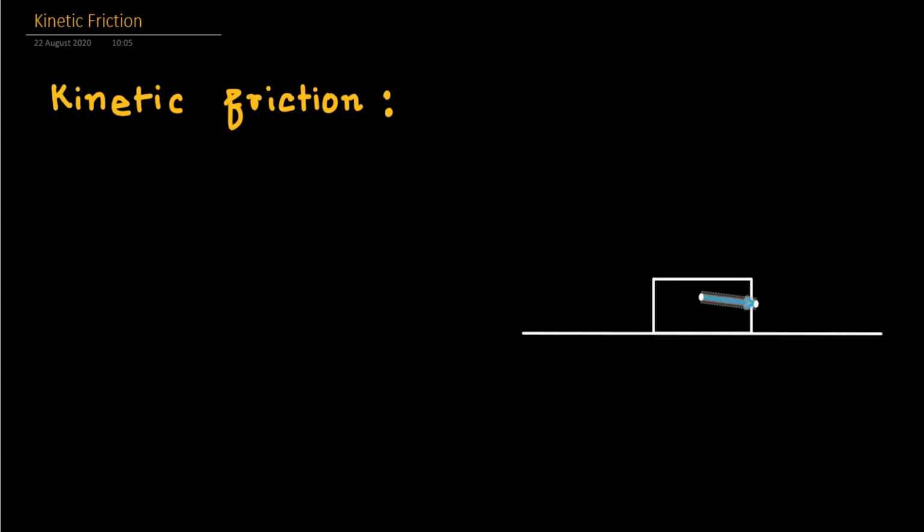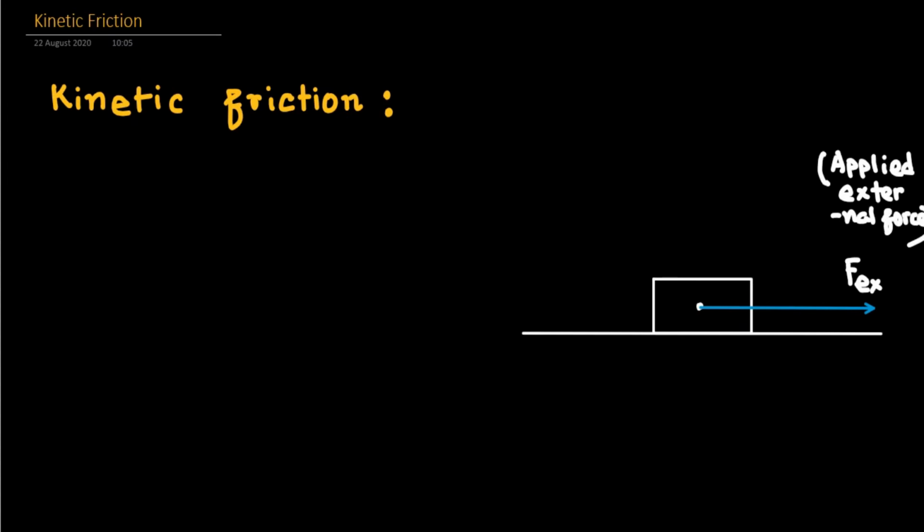Kinetic friction. In the diagram, we have a body which is placed on a rough surface of another body. An external force Fex is acted towards right. So this is the direction of external force, and Fex is the applied external force which is acted on the body, and that will appear to act from the center of gravity of the body.